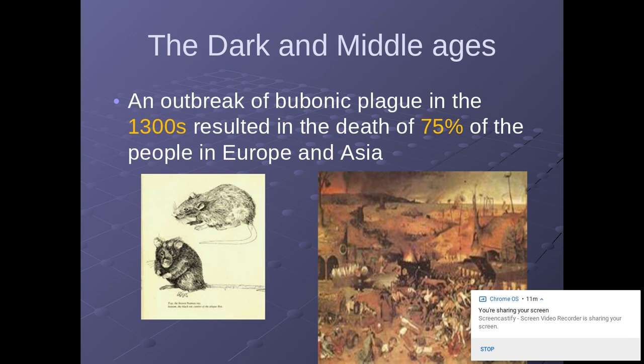Anyways, during the Dark and Middle Ages, and you might have heard about this in your history class if you've taken world history, there was what was called the bubonic plague. This happened in the 1300s, and about 75% of people in Europe and Asia actually died, which is a ton of people. I don't remember the exact number.